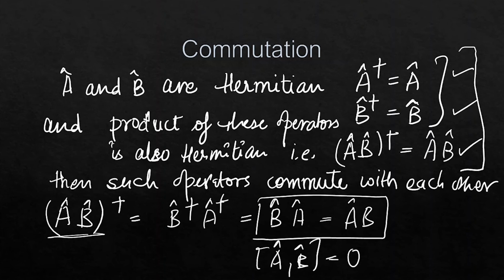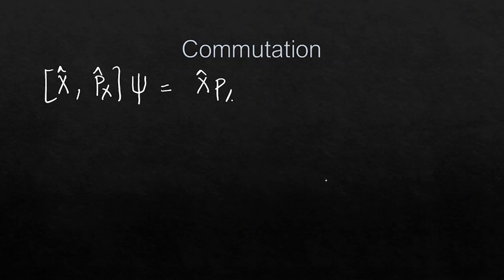Next, let's see how we calculate these commutators. Starting with a simple example, if we have the position operator x and the x component of the momentum operator, we have to find the commutator of these two operators. We can operate this commutator on any wave function psi. So we just have to open the commutator as x px minus px x, operating on psi.